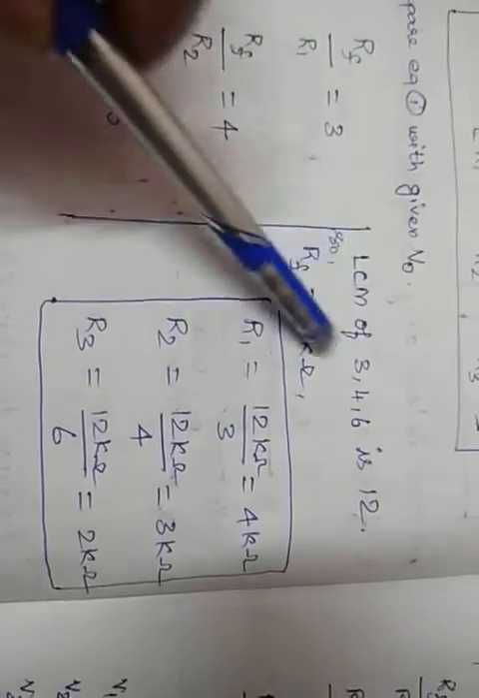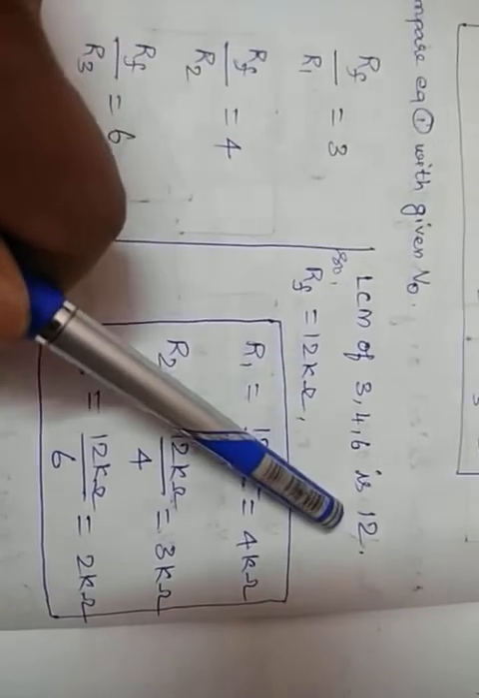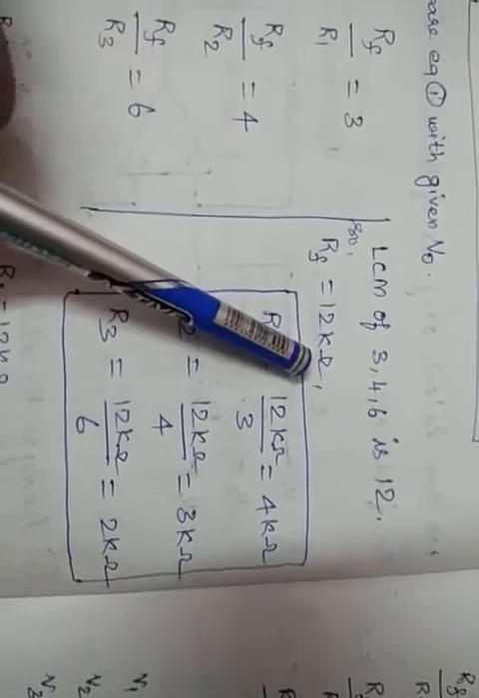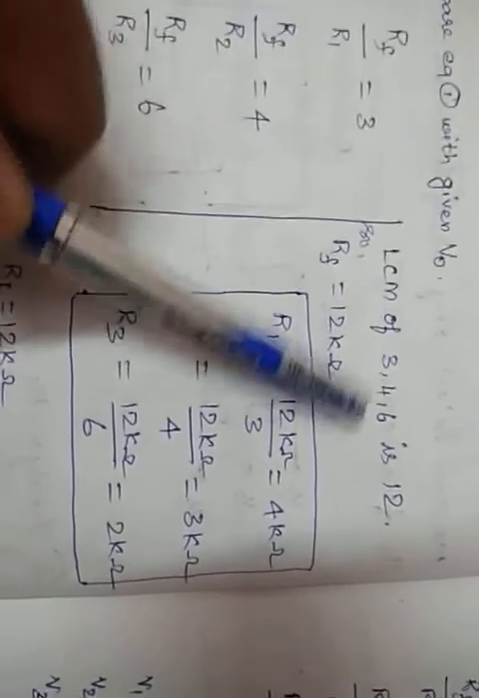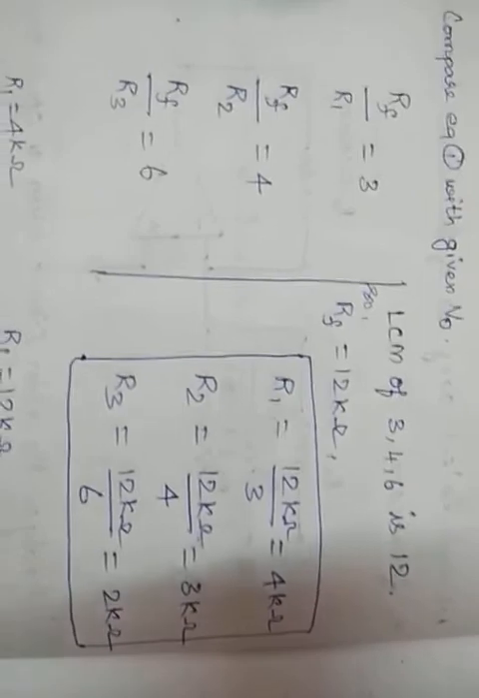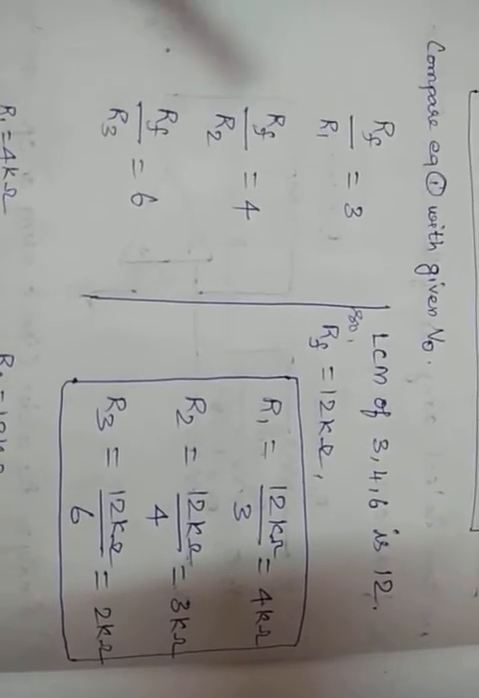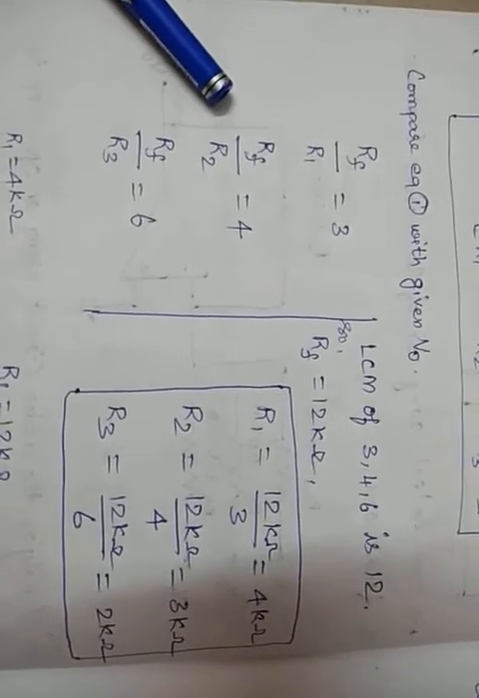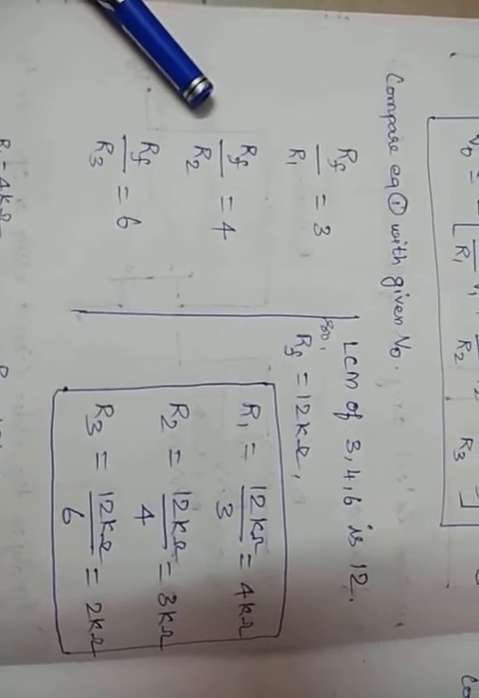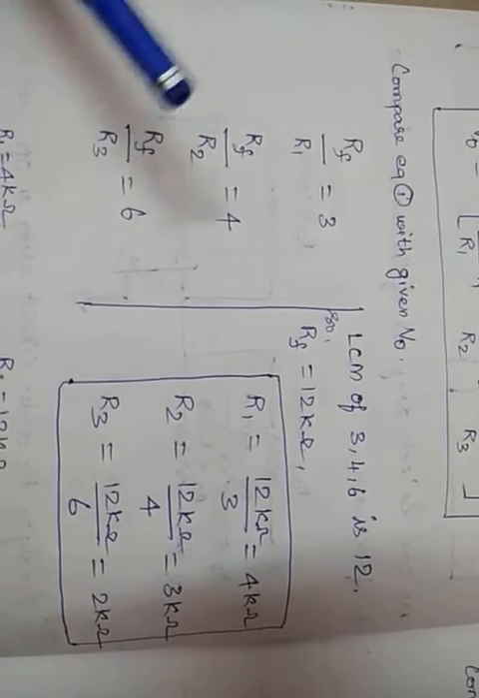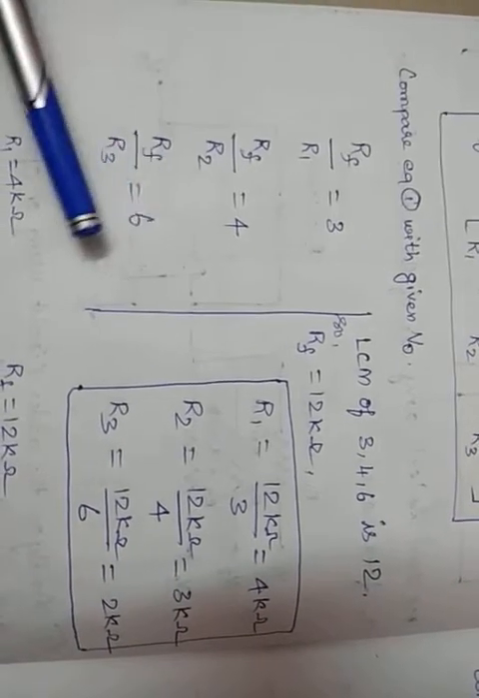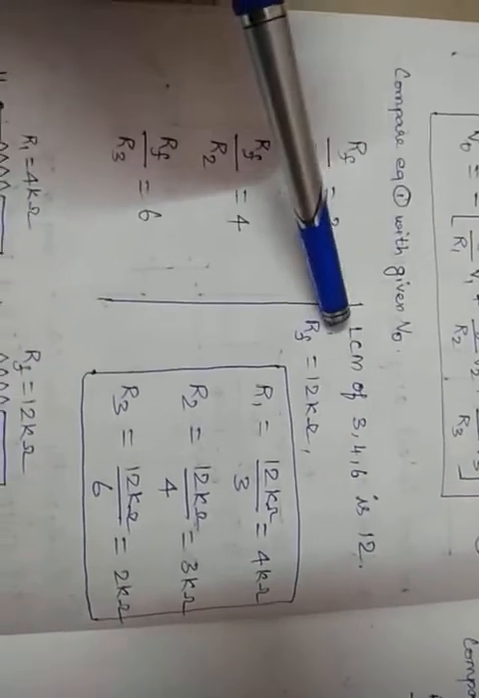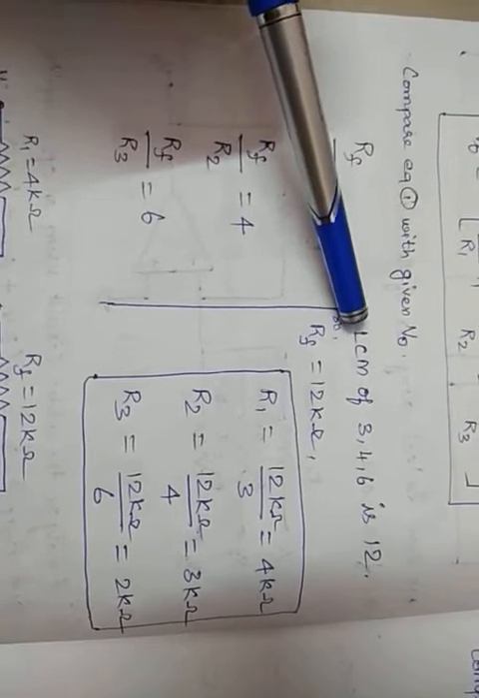So calculate the LCM of 3, 4, 6 to get the Rf value. It is 12. So Rf equal to 12 kilo ohms. Calculating this LCM is only applicable whenever Rf is not given in the question. If Rf is given, there is no need to calculate the LCM value. Take the Rf value directly, whatever is given in the question, and then with respect to the Rf value, calculate R1, R2 and R3. Only when it is not given is this LCM value required.